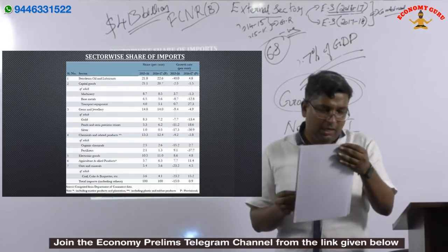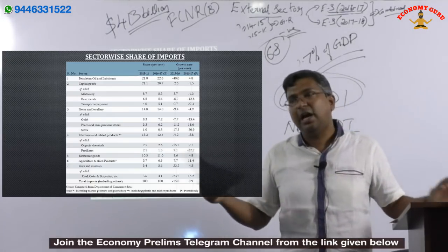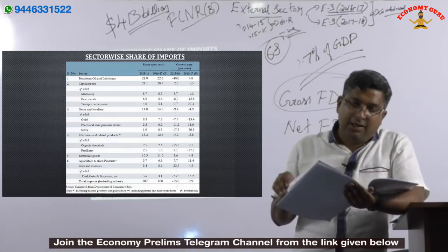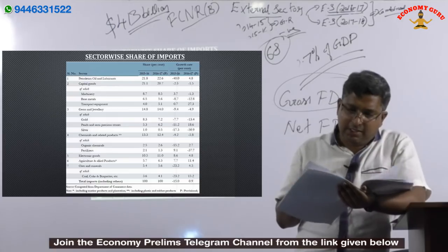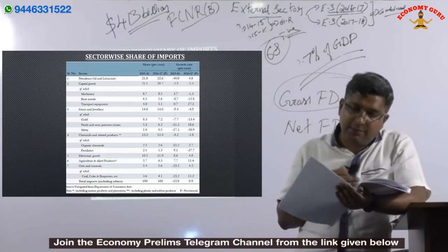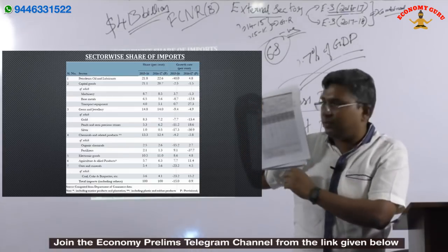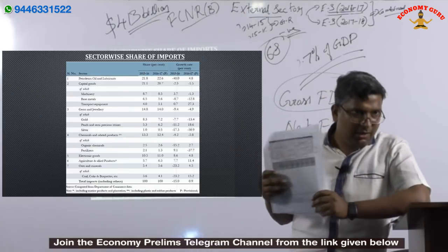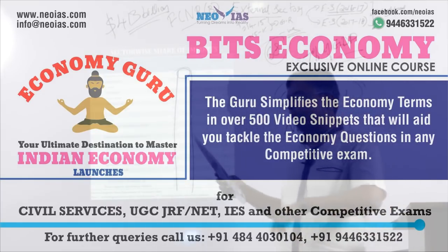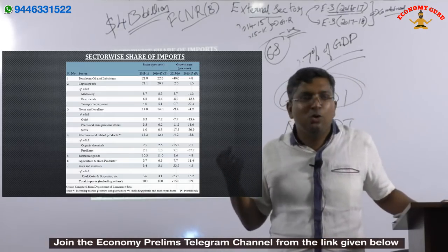Now, another thing covered in your economic survey, one thing I already discussed, that is FCNR deposits. The second thing is that the US has come up with this currency manipulator. See, on 16-17, one full page has been given by the economic survey for currency manipulation. Now what is this currency manipulation? This is a term used by the US.